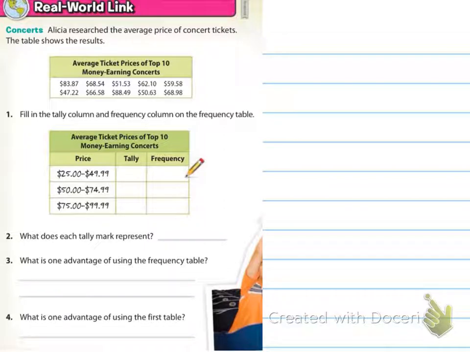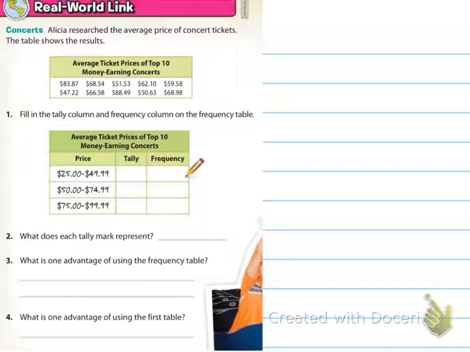The real world link says that Alicia researched the average price of concert tickets and the table shows the results. So these are the average ticket prices of the top 10 money earning concerts. It says fill in the tally column and frequency column in the frequency table. So we've got a range of $25 to $49.99, $50 to $74.99, and $75 to $99.99. And we need to enter how many tallies.